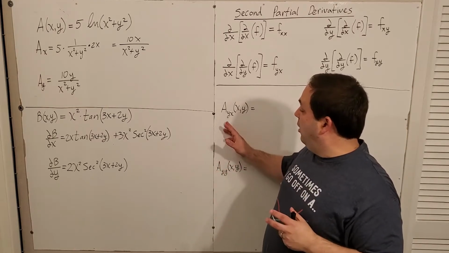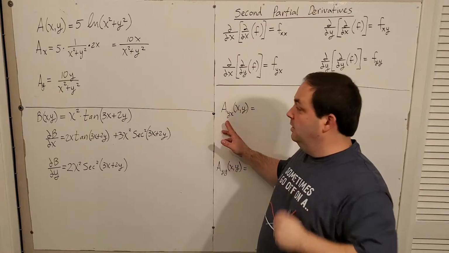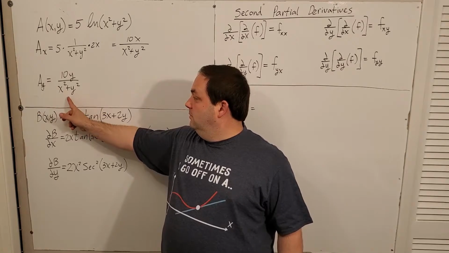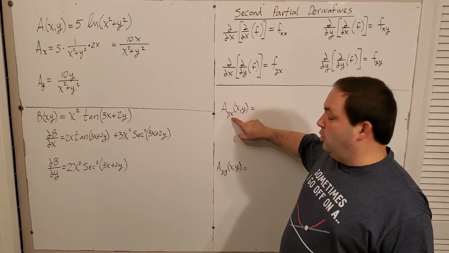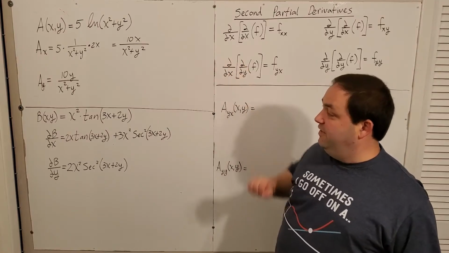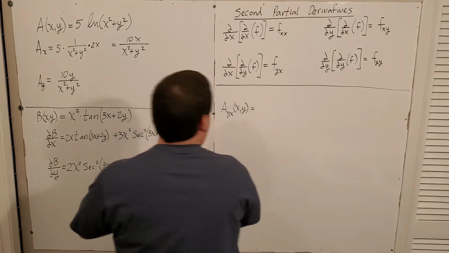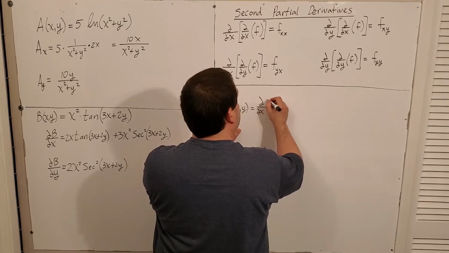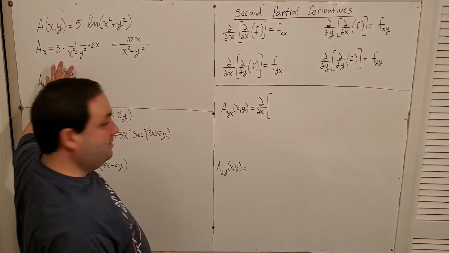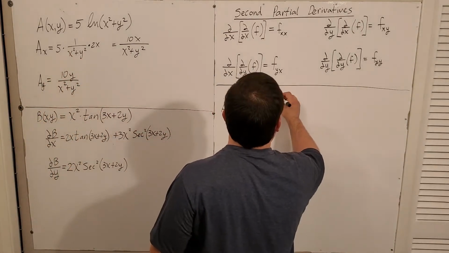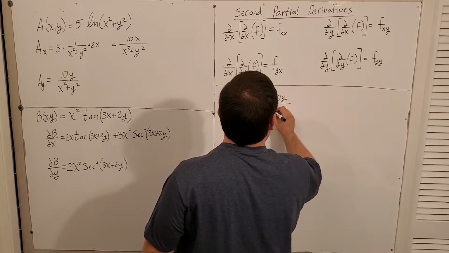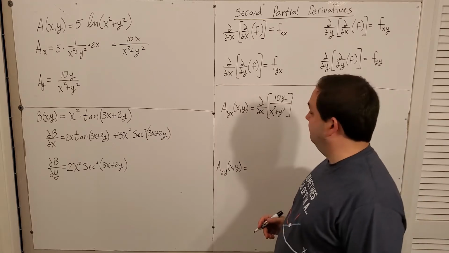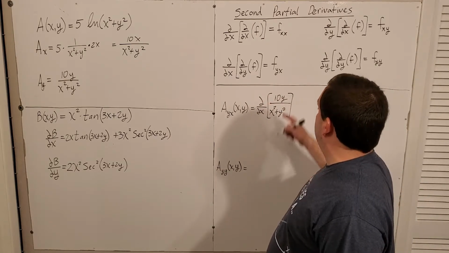And something that already had a y partial derivative. Well, I've already got that. I've got a y derivative. Next, I should take the partial derivative with respect to x of that, right? So a sub yx is going to be the partial with respect to x of this 10y over x squared plus y squared. Okay? So I'm taking a partial with respect to x of this.